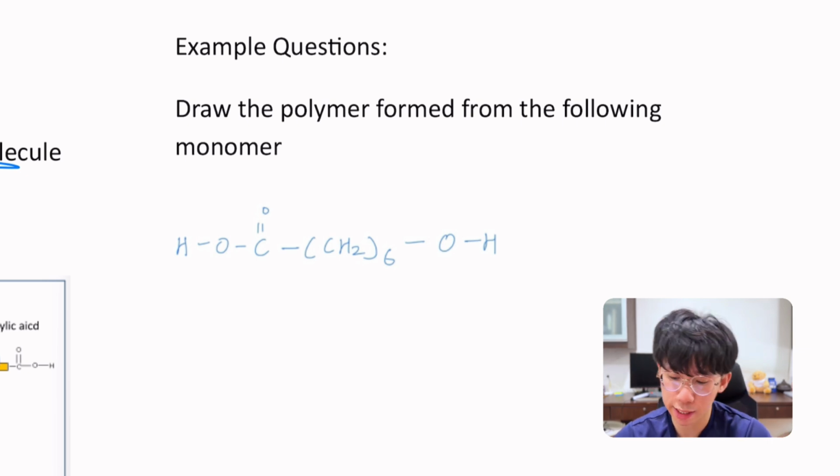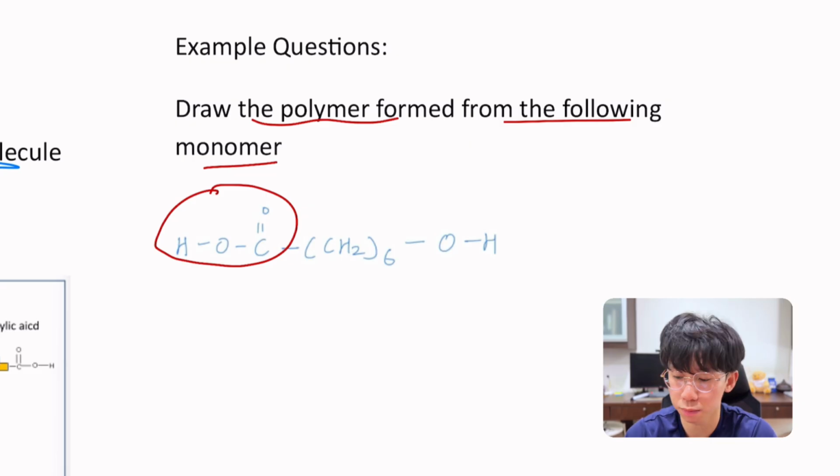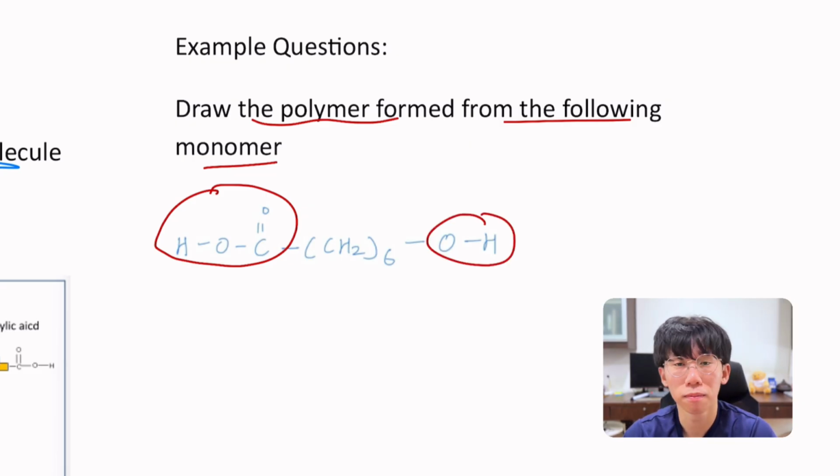This first question says that you have to draw the polymer formed from the following monomer. Here, you have a monomer, and first, you want to identify the functional groups. This is a carboxylic acid functional group. This is an alcohol functional group. In this case, this is going to form a polyester. And how do we draw this?